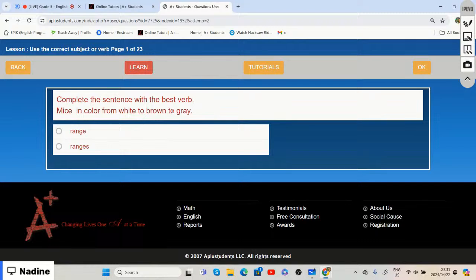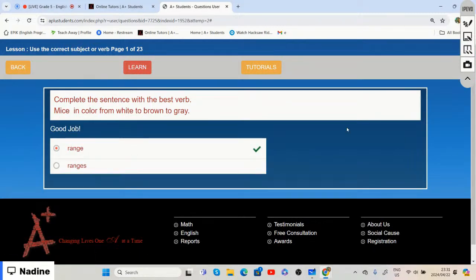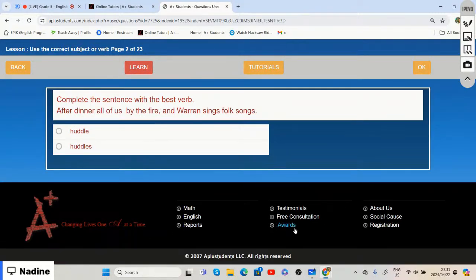Yes, well done. Remember, mice is plural, which means that our verb should not end with an S, ES, or IES, which means what we say mice range in color from white to brown to gray. So well done. Range is correct. Well done, everybody.